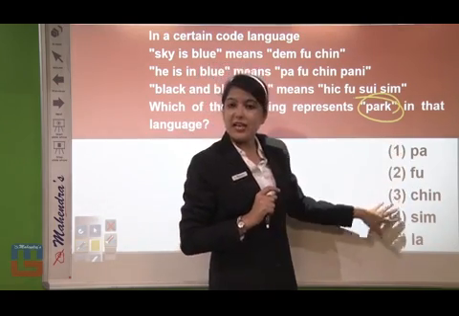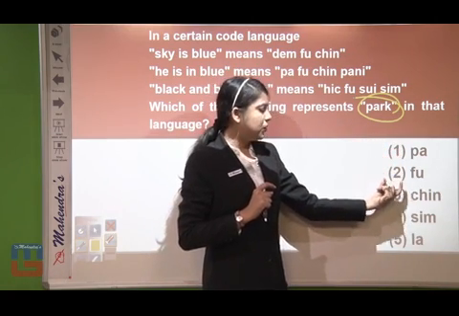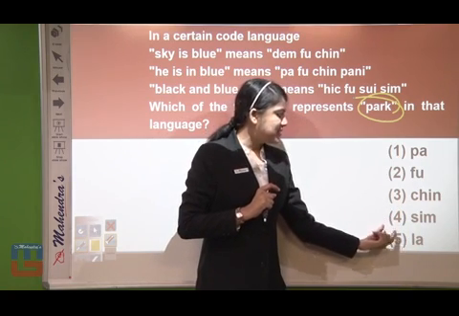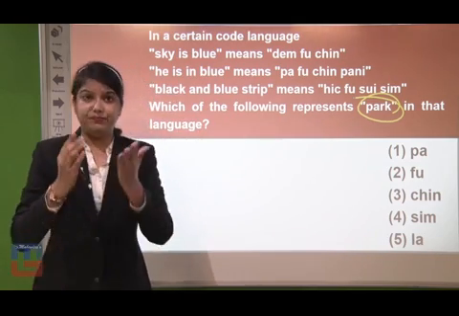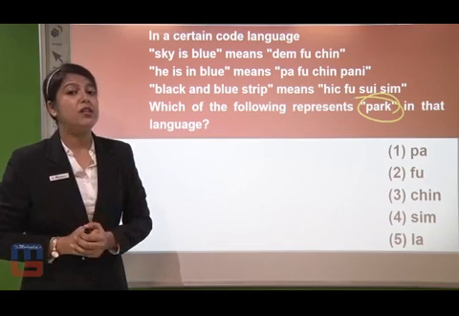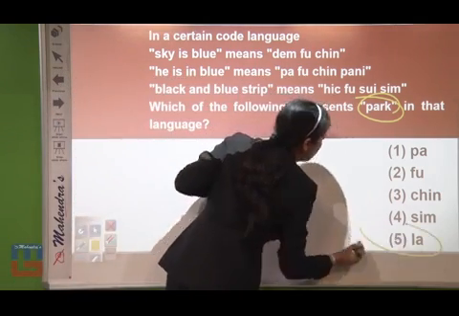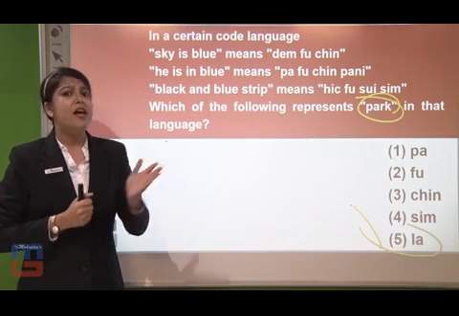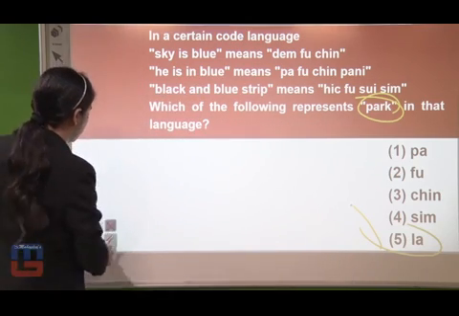So we can tally option number 1 pa, option number 2 few, option number 3 chi and chim, option number 4 si and sim, and option number 5 la. Now tell me by looking at these options where is the new code for the given word park. So option number 5 would be our answer, because option number 5 la is not included in the above given code conditions.